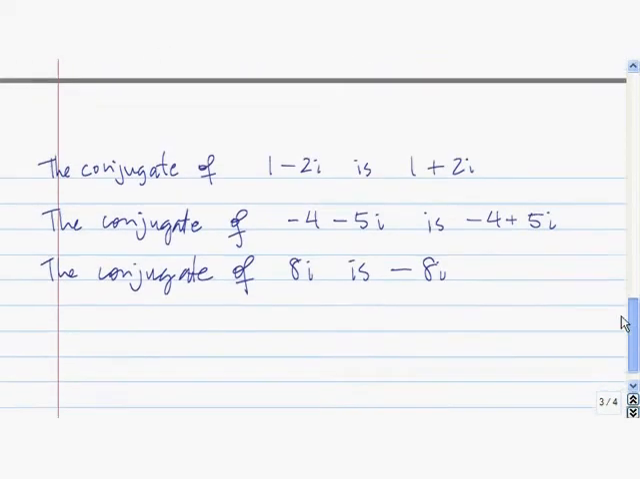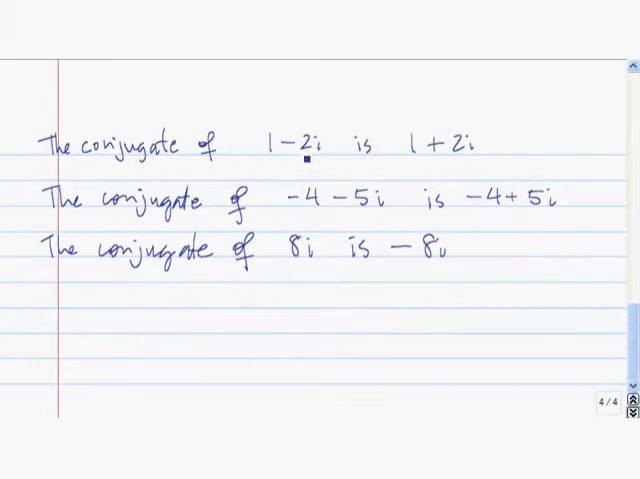Okay, so for example, the conjugate of 1 minus 2i is 1 plus 2i. The conjugate of negative 4 minus 5i is negative 4 plus 5i. And the conjugate of 8i is negative 8i.